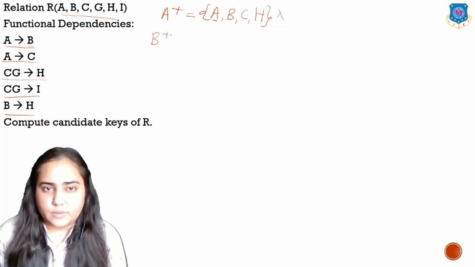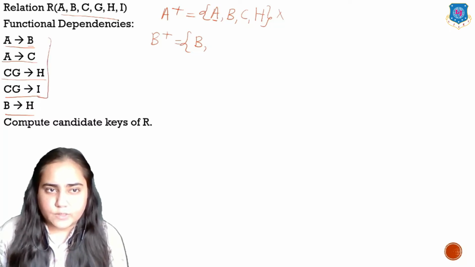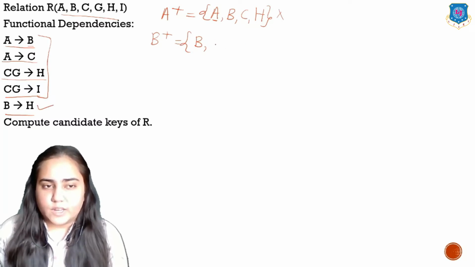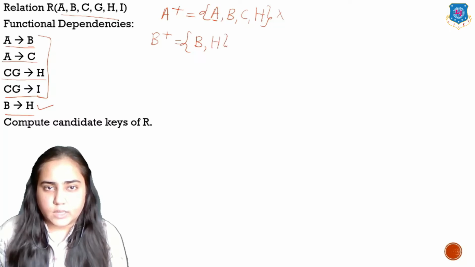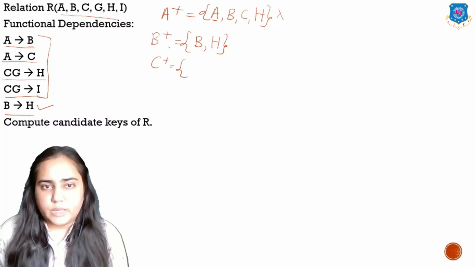Now next we have B. So with this we have B plus, and we are going to start from here. Because we are calculating B plus, B itself will be a part of the closure. And then you cannot add anything from the first 5 because on the left hand side it is not B. But I can add this dependency because left hand side is B, so I can add H. B is also not a candidate key because it does not have all the attributes.